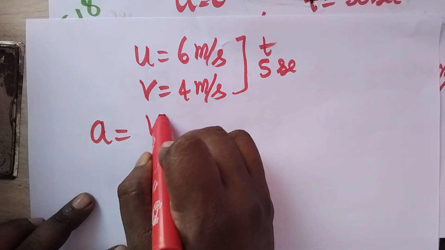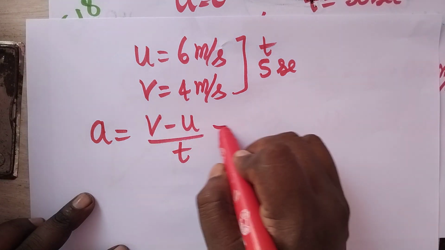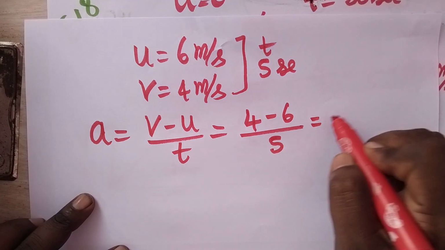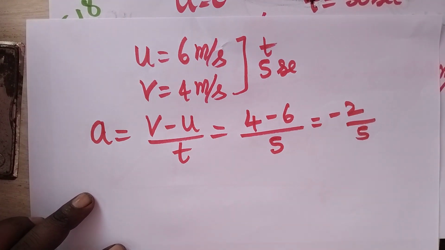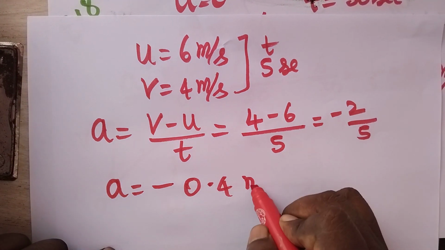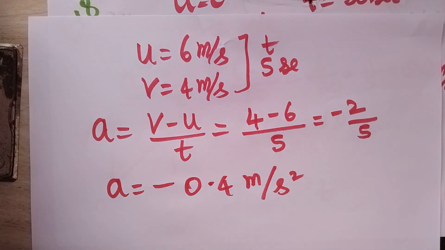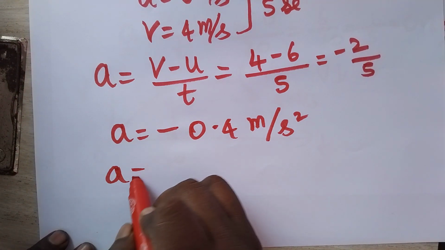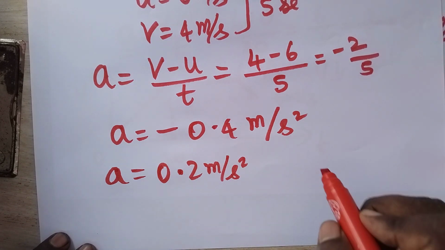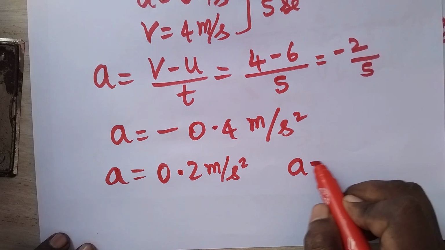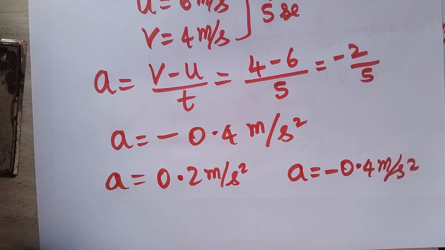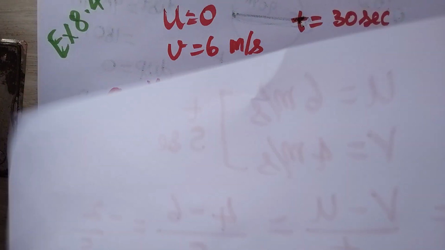Now retardation. Acceleration is equal to v minus u divided by t. v is how much here? Final velocity 4, initial velocity 6, time taken 5. Minus 2 by 5. 2 by 5 is how much? 0.4. So retardation is minus 0.4 meter per second square. So what is the acceleration in this problem? Acceleration is 0.2 meter per second square. When the velocity is increasing, that is acceleration; in the second half the velocity is decreasing, minus 0.4 meter per second square. It's called retardation.